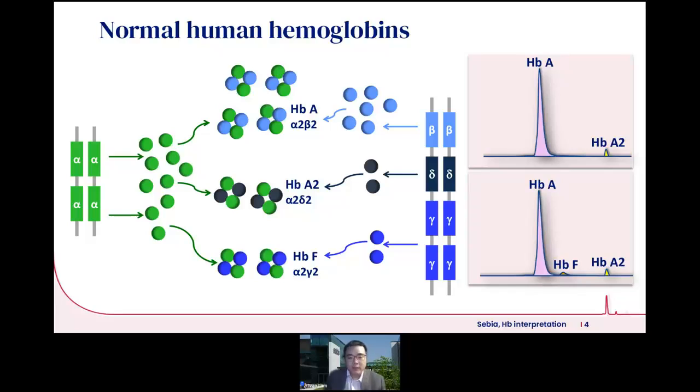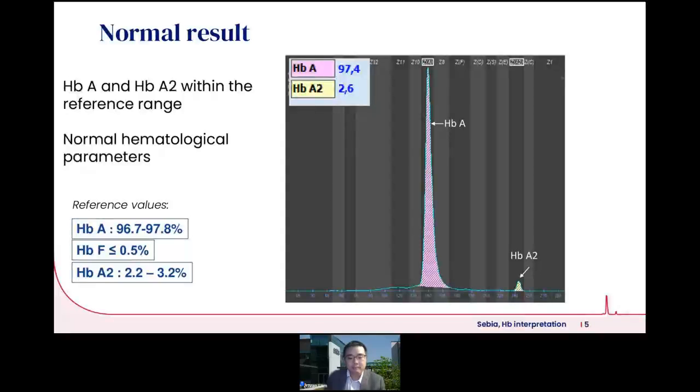genes, right? So in the normal profile, you see a major hemoglobin A peak, a very minor fraction of hemoglobin A2. Occasionally, you do see hemoglobin F being expressed as well, however, in a very low composition. And hemoglobin F expression could be as low as 0.5%. And the normal hemoglobin A2 range percentage would be about 2.2 to 3.2%. Right.